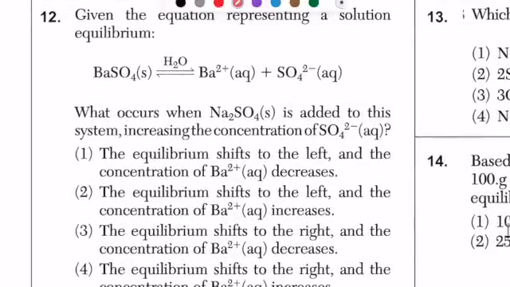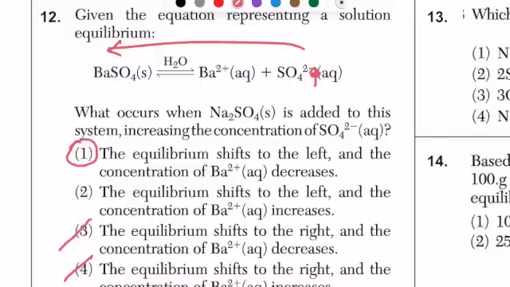What occurs when sodium sulfate solid is added to the system, increasing the concentration of the sulfate ion? So if you have more of the sulfate ion, then the reaction shifts towards barium sulfate. So you can say that the reaction shifts to the left and the concentration of barium is going to decrease, because we are using more of barium to produce more barium sulfate.